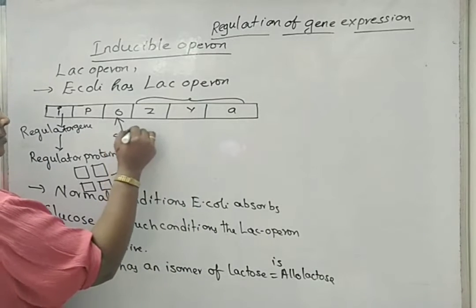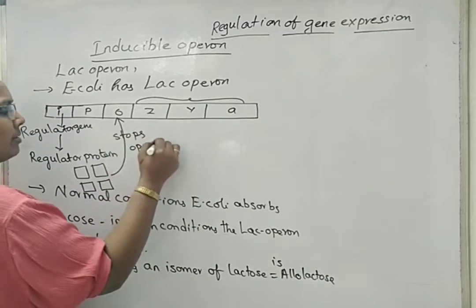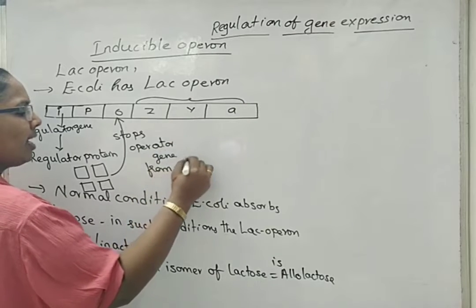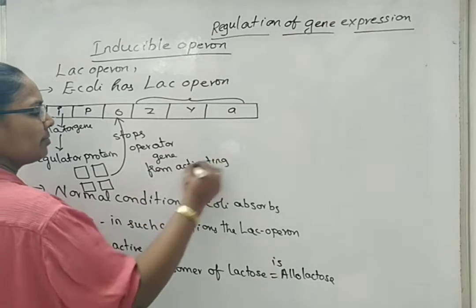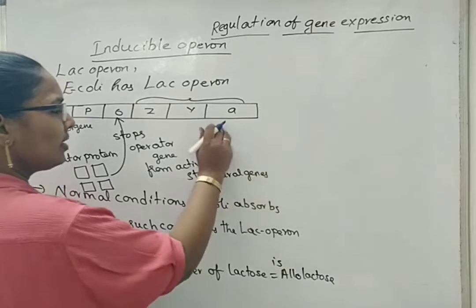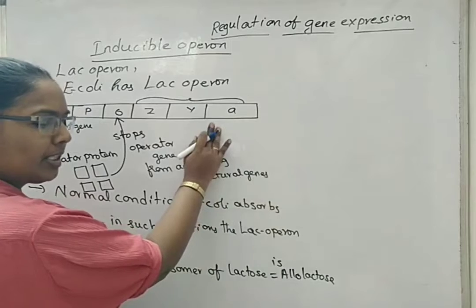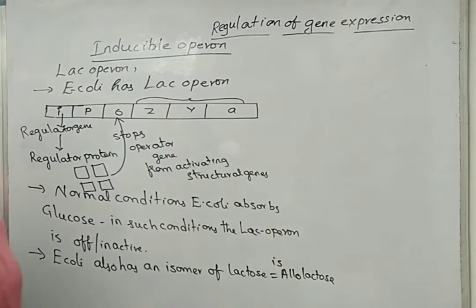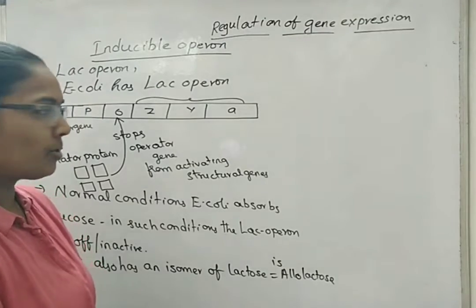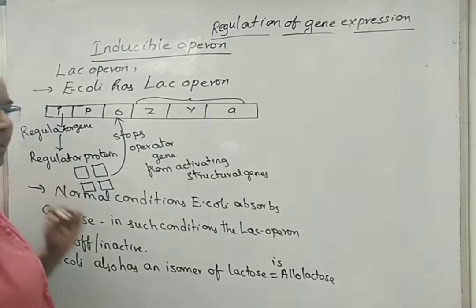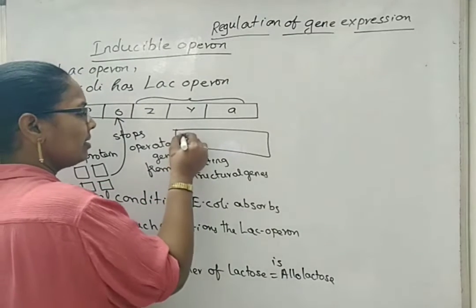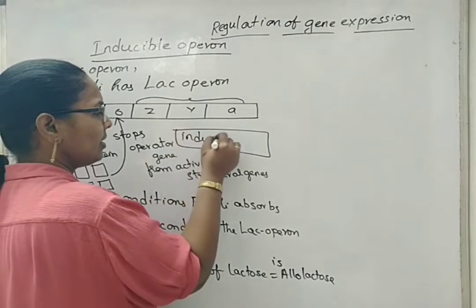So it stops the operator gene from activating structural genes, so that the translation of the structural genes will not be seen. Here, lactose, the inducer, which stops this repressor protein, is absent. So we can write here, this total situation happens when the inducer is absent.